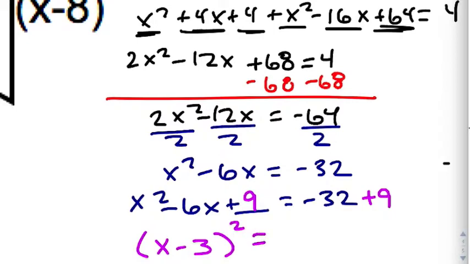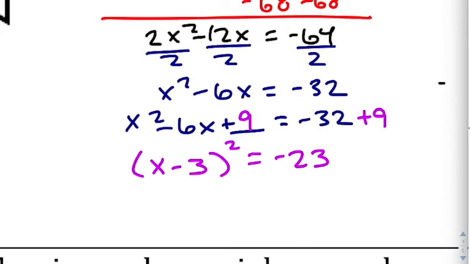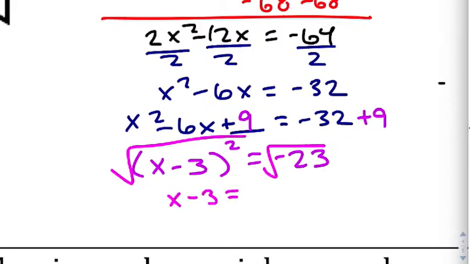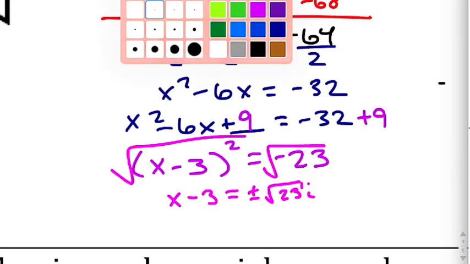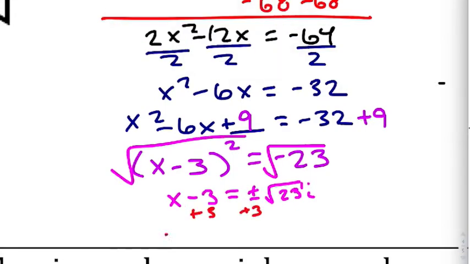Let's see, negative 32 plus 9 would be negative 23. Right? So let's square root both sides. We end up square rooting a negative, but that's not really arduous, because we know we'll just end up with the square root of 23 times i, plus or minus, of course. Last step, let's add the 3 over. And so x is going to be equal to 3 plus or minus square root of 23 times i.